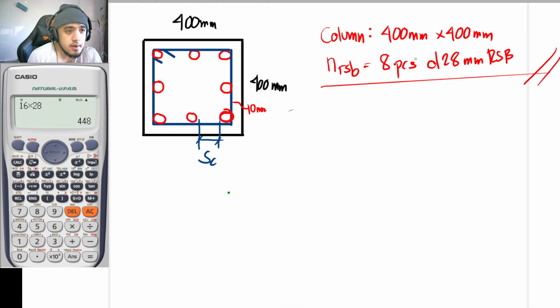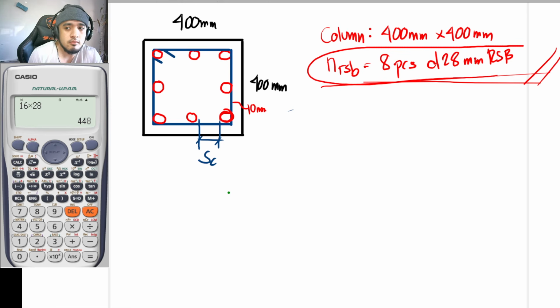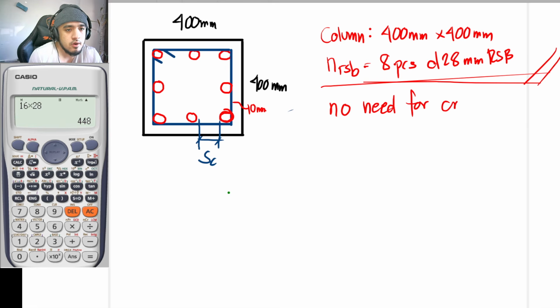So for our summary, we will be making a column of 400 mm by 400 mm. For our reinforcing steel bars, we would be making use of 8 pieces of 28 mm diameter RSB. Once again, this is your choice. And as for the cross ties, there is no need for cross ties.